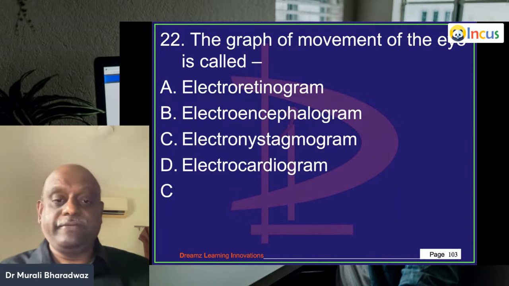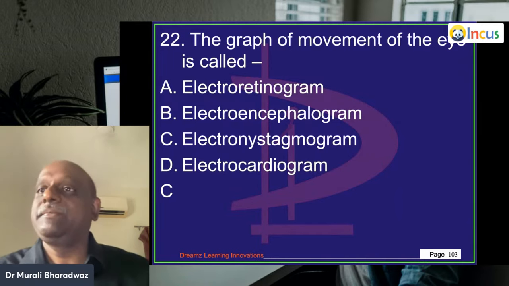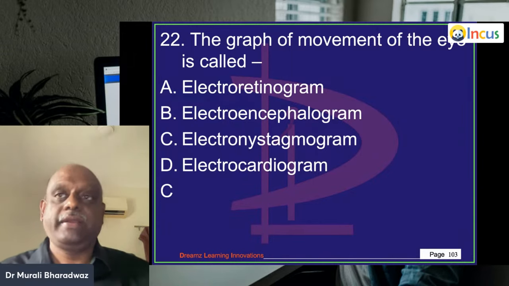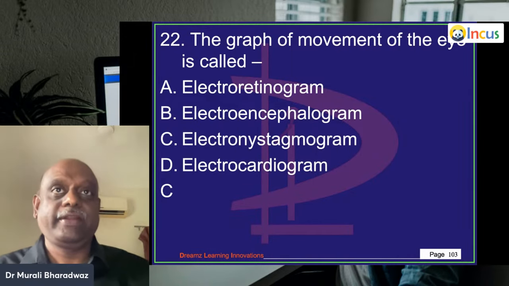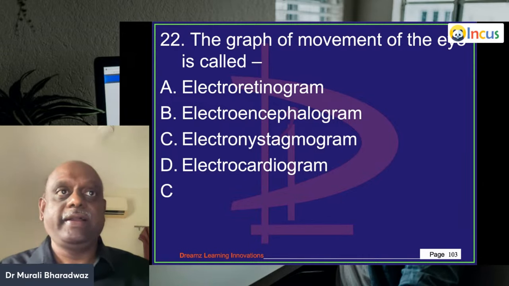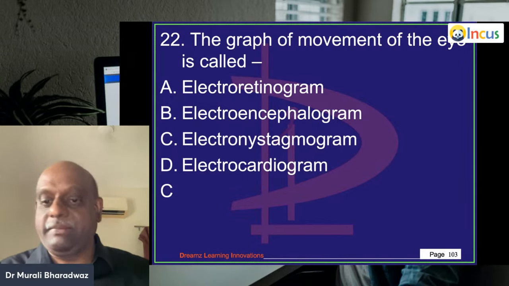The graph of the moment. Yes, thank you, Manikandan. I think this is a little better, right? Now the slide visibility is much better, Mani.